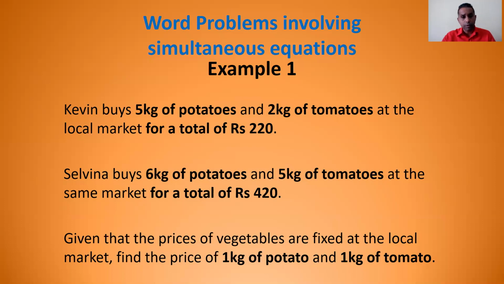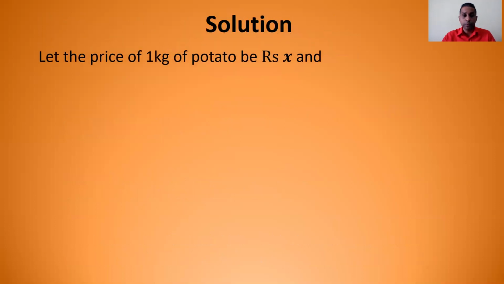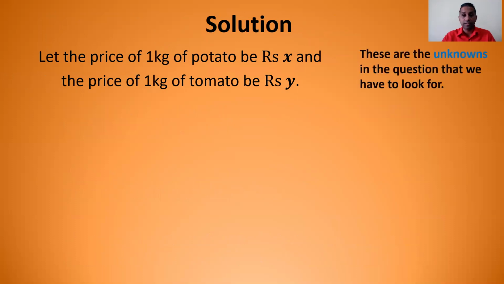Now, students, when you look at such a problem, you will see that we do not find any equations at all. So let us see how this example is tackled. We start by denoting the price of 1 kilogram of potato by X rupees, and also the price of 1 kilogram of tomato as Y rupees. We do so because these are the unknowns in the question that we have to look for.